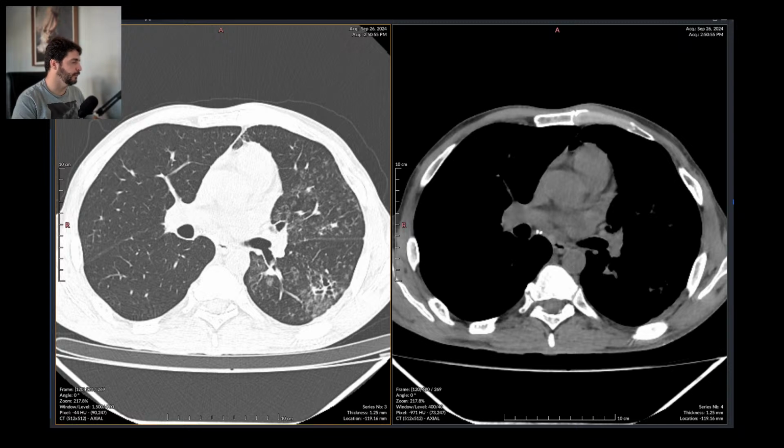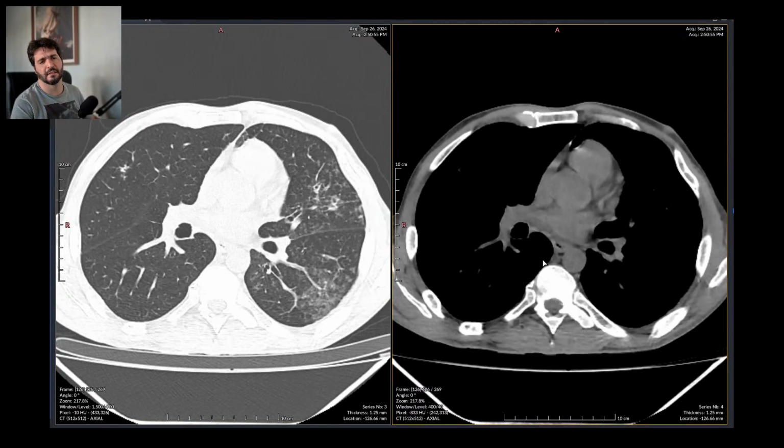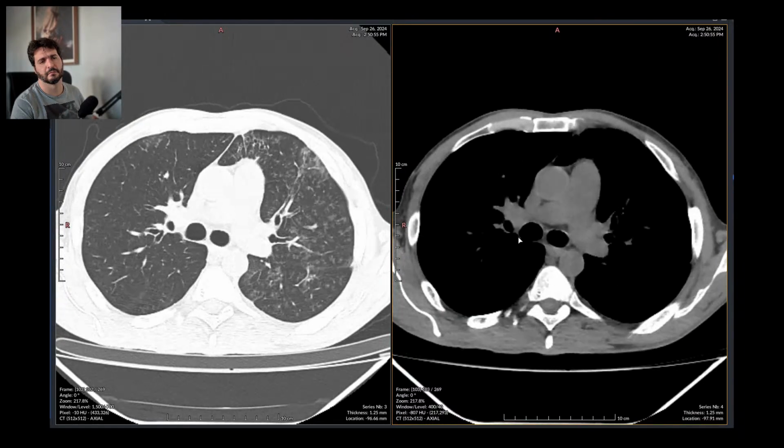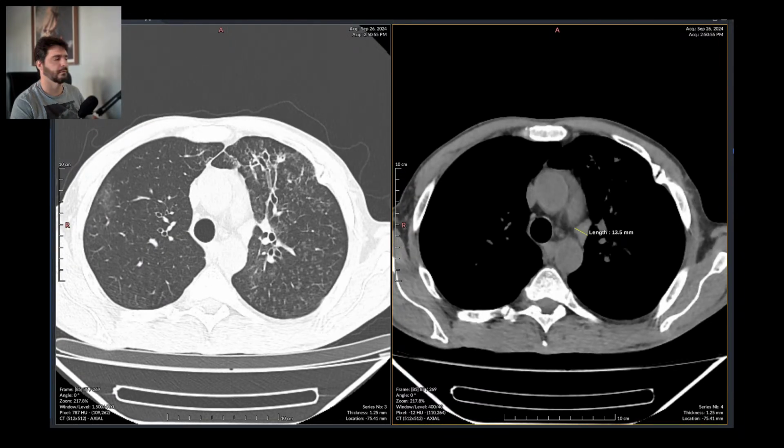So let's report this. There is lymph node enlargement. How large was that? 1.3. So we are almost done. These leap years always.